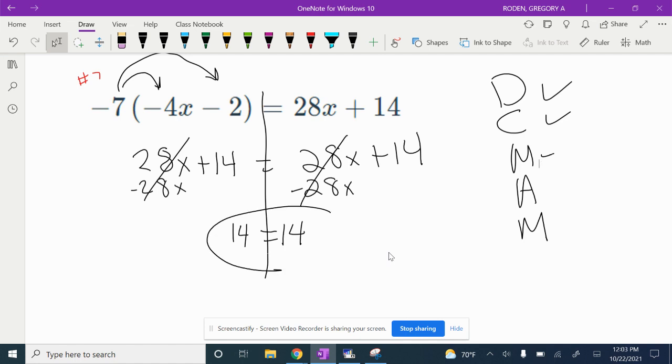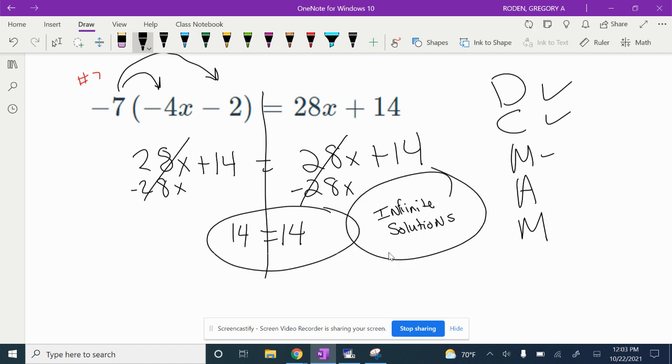So whenever you get something like this, when both of the variables cancel and you get a true statement, a number equals itself, then we're going to call this infinite solutions. This is infinite solutions. And on Delta Math, there'll be a thing that says you need infinite solutions, okay? So this is an infinite solutions problem because your variable canceled out and you got a true statement, and 14 is always equal to 14. So it doesn't matter what you put in for x. This will always be a true statement, okay?